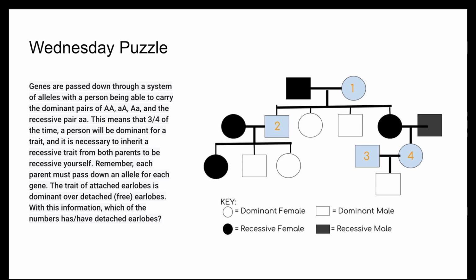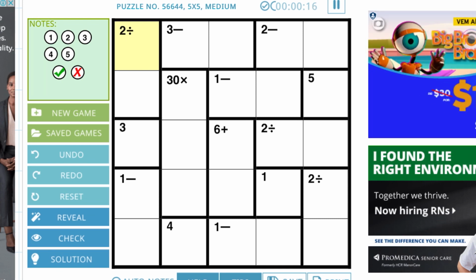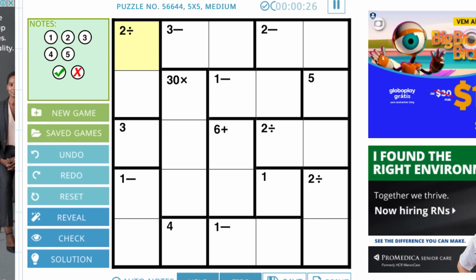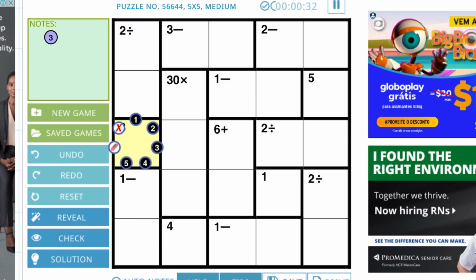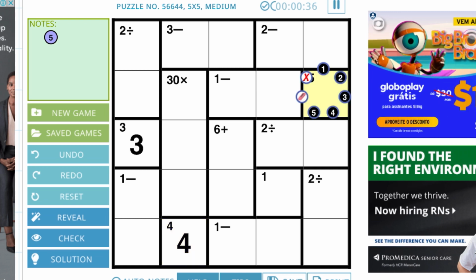In tomorrow's puzzle. Here is the answer for the Tuesday puzzle. This is a Ken grid, and you have to use the numbers 1 to 5 in each row and column. It is puzzle number 56644, which is a randomly generated Ken. So let's solve it. First, you want to put in the numbers that are given to you. This will be 3, this will be 4, this will be 5, and this will be 1.